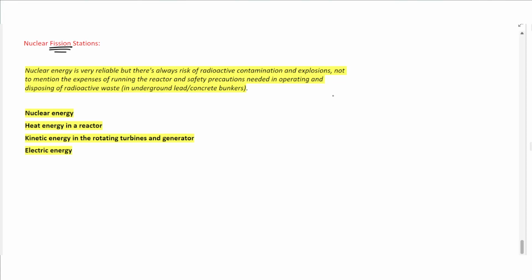It is a clean source of energy. It is non-polluting, but there is also the risk of explosions and radiation leaking outside the nuclear power station. You use the heat from the nuclear reaction to heat water, to boil it to steam, and then turn the turbine and so on. So this causes a change from nuclear energy to heat energy to kinetic energy, then to electric energy from the turbine to a generator.